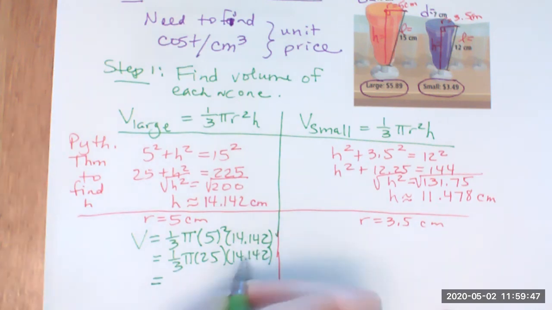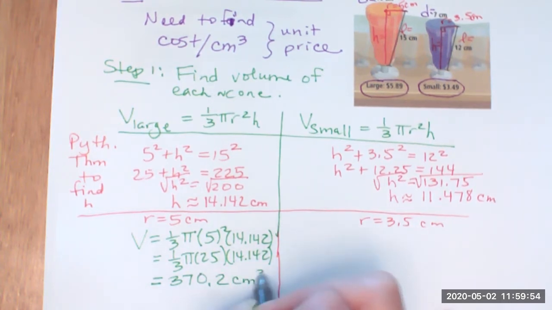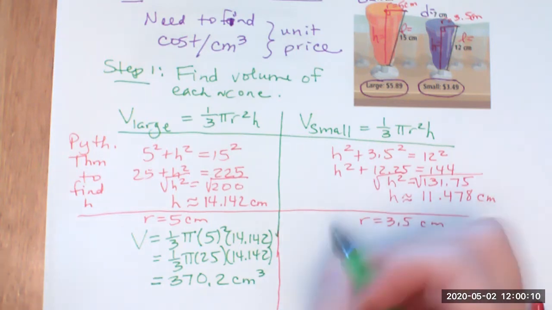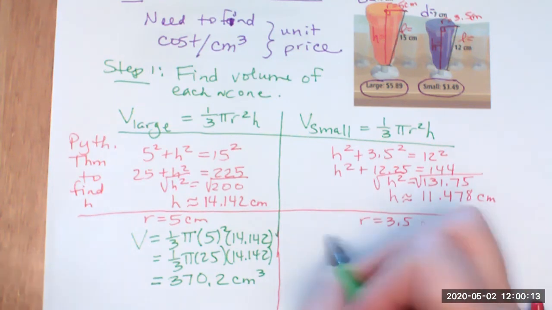So when I multiply that out, I get 370.2 centimeters cubed. I just went out to the nearest tenth here. We only have one more operation to do, and that is to divide into the cost to get the unit price. But before I do that, I'll find the volume of the small as well.